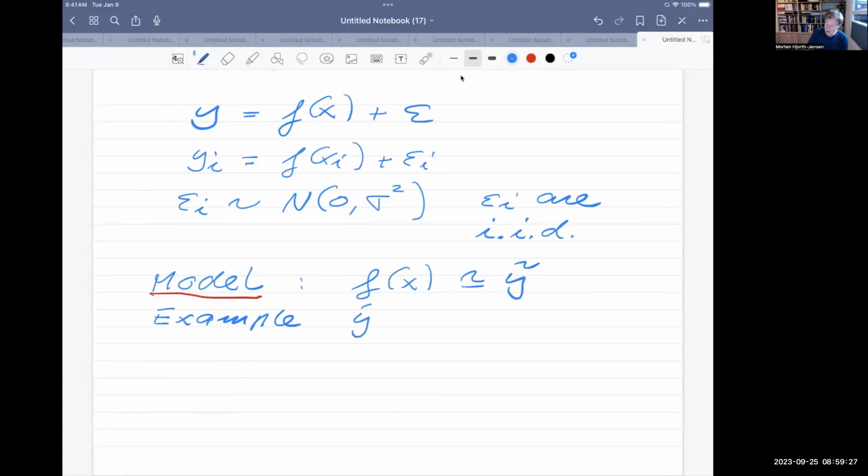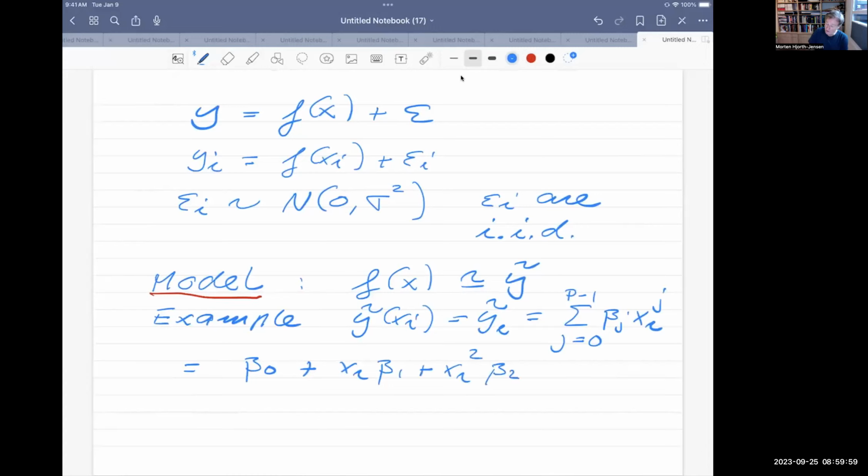So we have this y tilde of some x_i, and we will often use this label y_i. This could be a polynomial of a certain degree, where we just write this from 0 up to p minus 1. And then we have some unknown parameters, beta_j, and then we have x_i to the power of j, which means that if we now include the intercept, we have beta_0 plus x_i to the power of 1 times beta_1 plus x_i to the power of 2, beta_2. These are unknown parameters. And this goes all the way up to x_i to the power of p minus 1, and then beta_{p-1}.